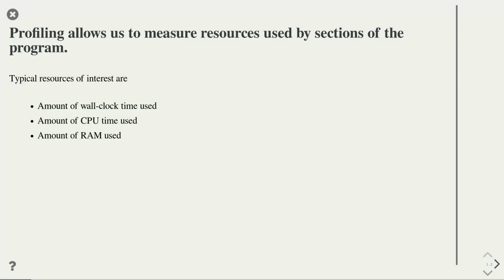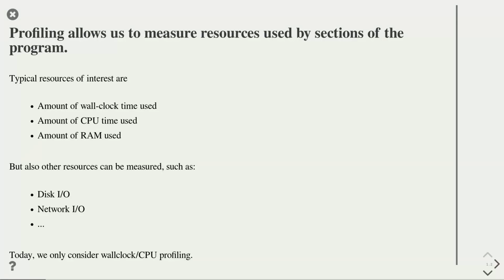Note, CPU time might be different from wall clock time if your program is mostly waiting for other resources like the disk or network. CPU time might also be much larger than wall clock time if you're running your program on multiple processors. Other resources of interest might be, for instance, the amount of RAM used, but also things like how much disk or network input and output you use. In this lecture, though, we will mostly focus on the wall clock and CPU profiling.